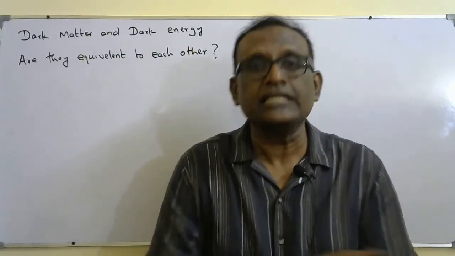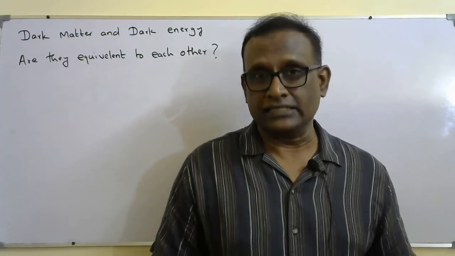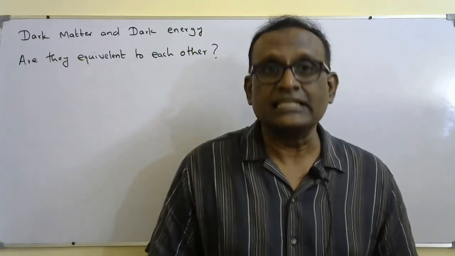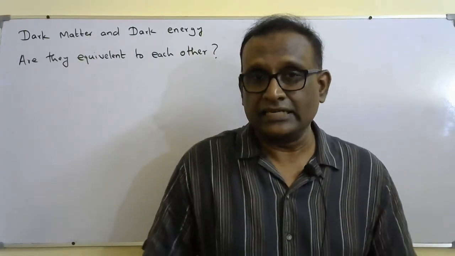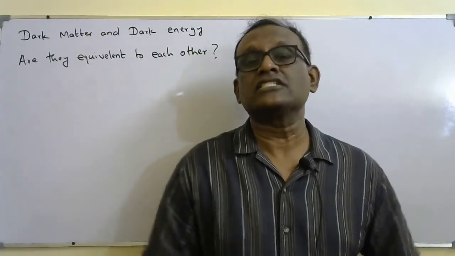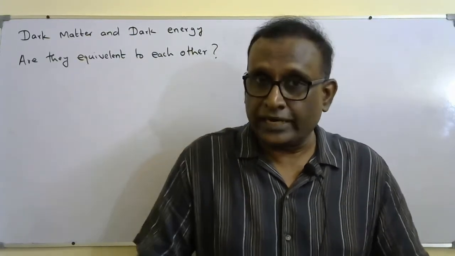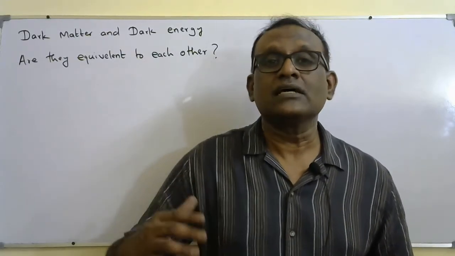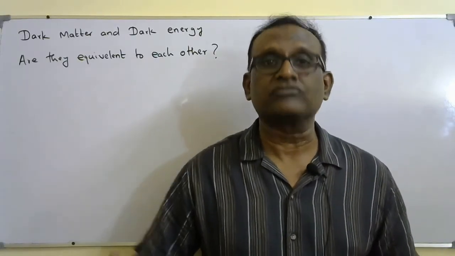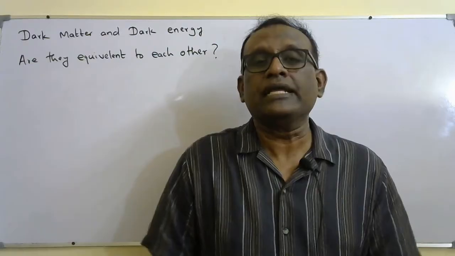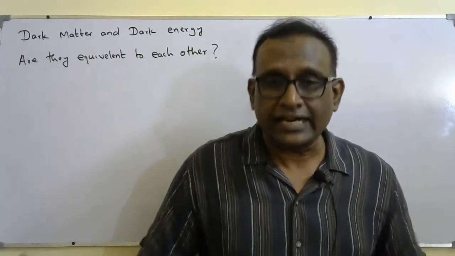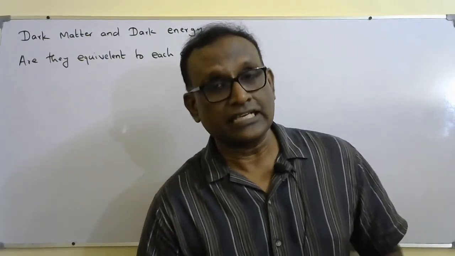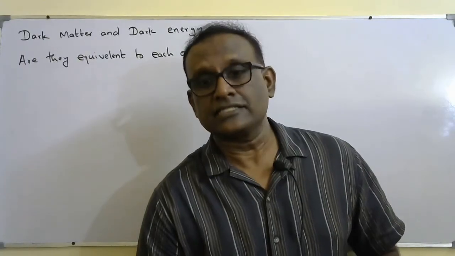No, they are completely two different things. Dark matter exists within the galaxies, provides gravitational pull to matter, and has no interaction with electromagnetic radiation. But dark energy exists between the galaxies, and provides the energy for acceleration of the galaxies. So they are two completely different entities. They have no direct relationship. So dark matter and dark energy are not equivalent to each other.